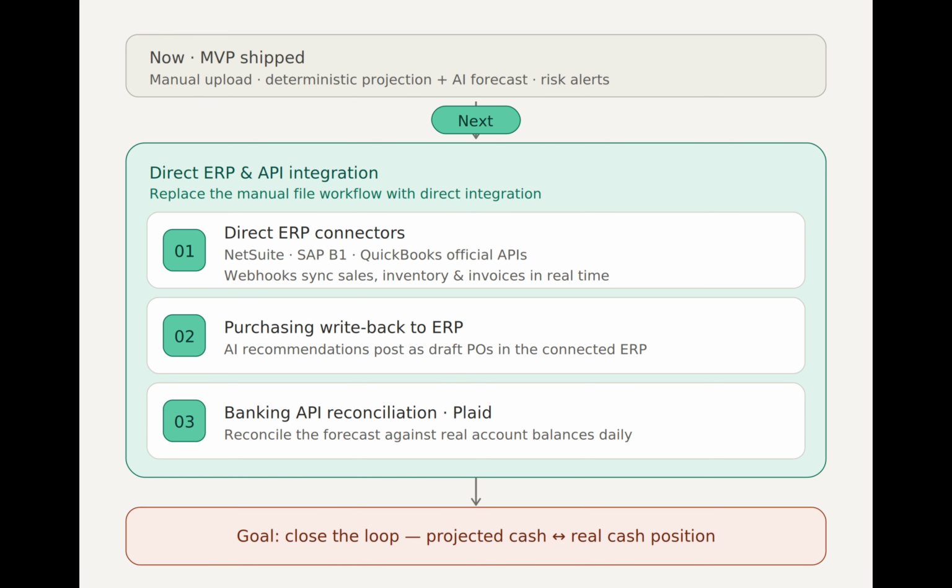The next development phase replaces manual file upload with direct ERP connectors, including NetSuite's SuiteTalk API, SAP Business One's Service Layer, and the QuickBooks Online API, syncing sales, inventory, and invoice records through webhooks instead of batch files. Purchasing recommendations would write back as draft purchase orders inside the connected ERP, and a banking API integration, such as Plaid, would reconcile the forecast daily against actual account balances, closing the loop between projected and real cash position.